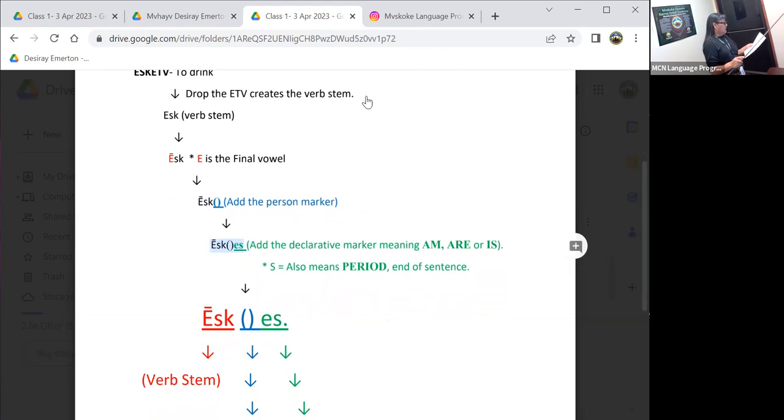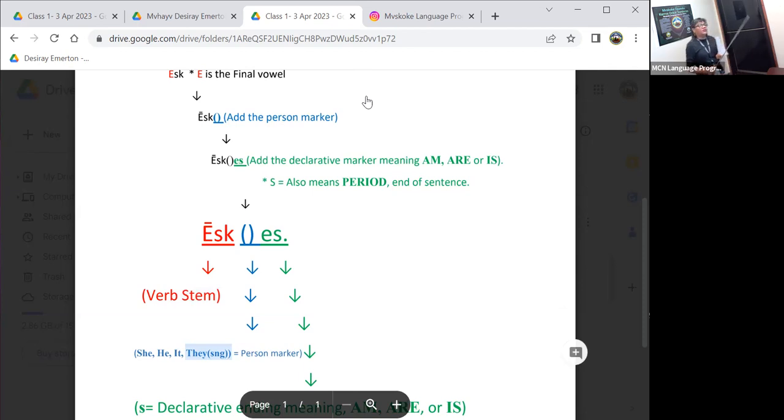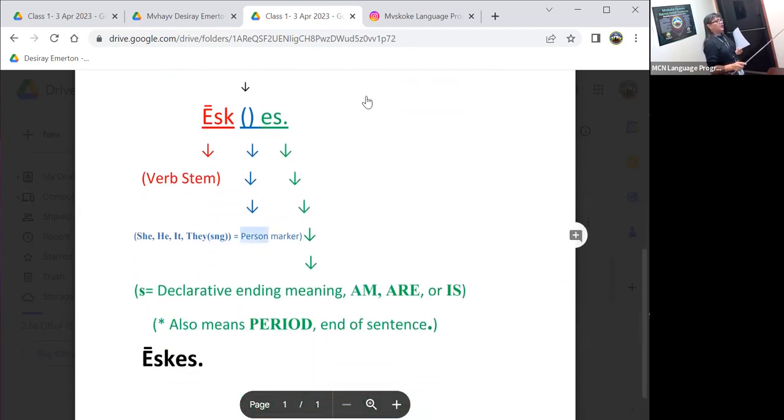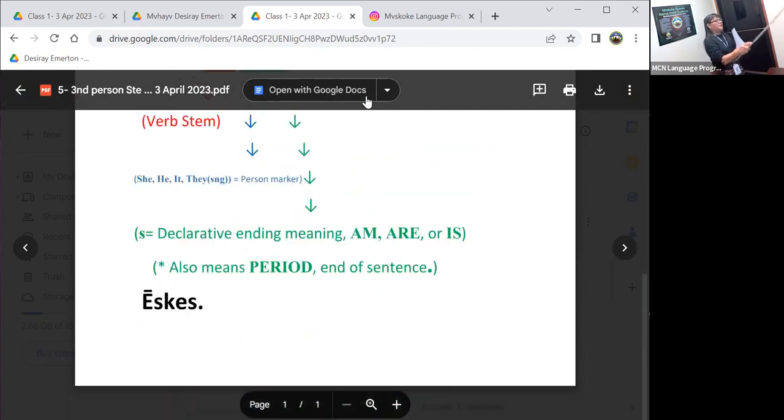You go down to the next one and you add the declarative ending marker, meaning am, are, is, and the S, or you can just add S. It just depends. See right here, the last letter is a K, so we add ES. If it was a vowel, you would just add S. It also means period at the end of the sentence. So here's the verb stem in red. This is the person marker placeholder that we are using, the open and close parentheses, because there's nothing, there's no marker, and then the ES, and then the period for the declarative ending. So you go from iskada to iskis.